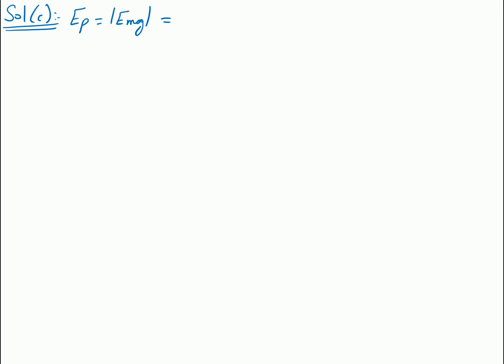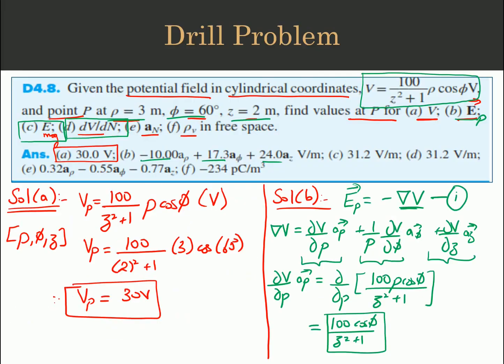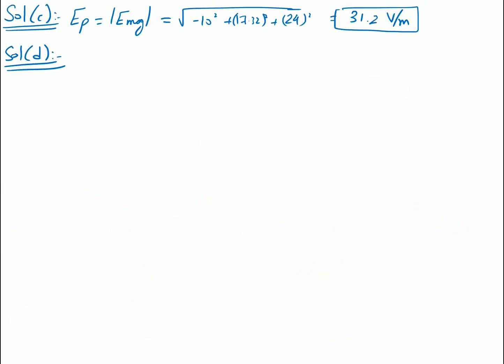So if you take the magnitude of this equation, you should get, so I'll just incorporate the value, minus 10 square plus 17.32 whole square and plus 24 whole square magnitude. It comes out to be 31.2 volts per meter. So this is the solution to the third part. Now what is the solution to the fourth part? In the fourth part we need to find dV by dN. So this is what we need to find, dV by dN.